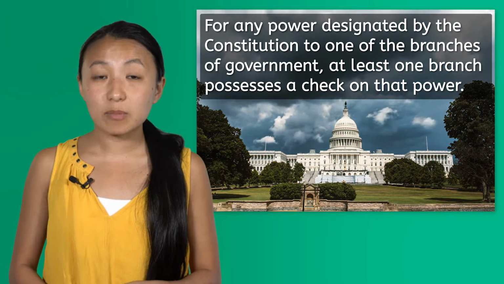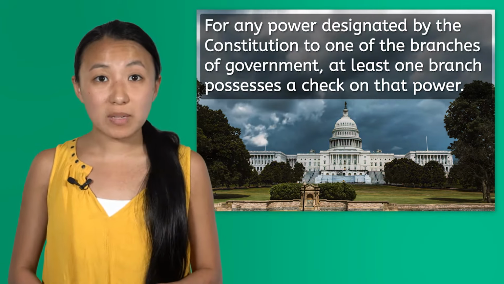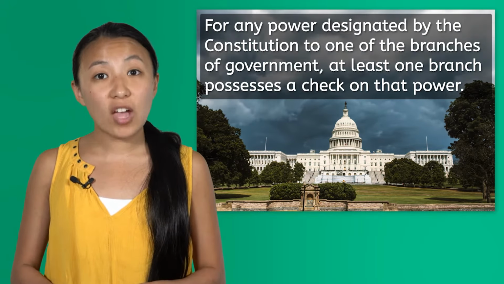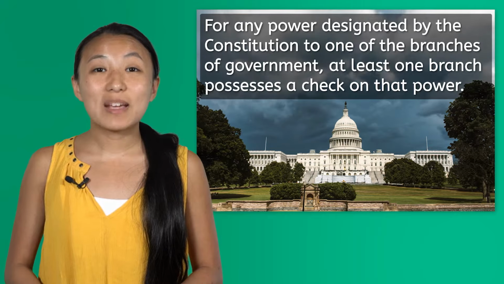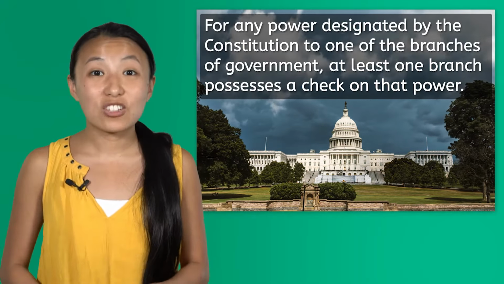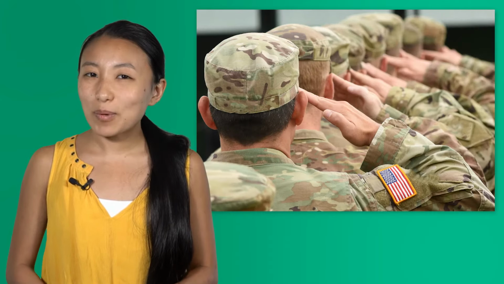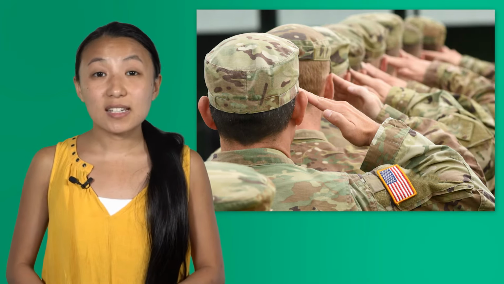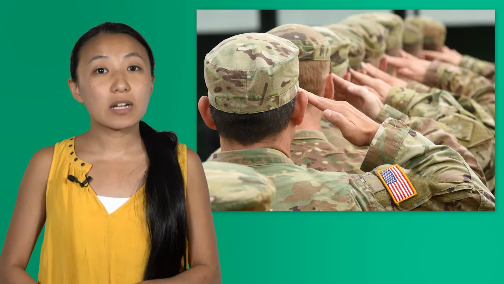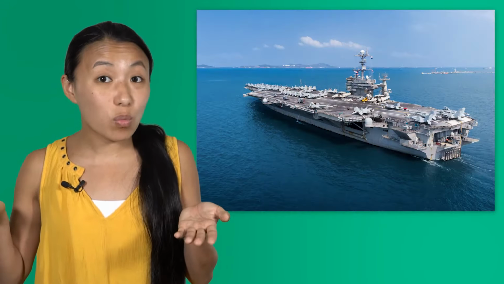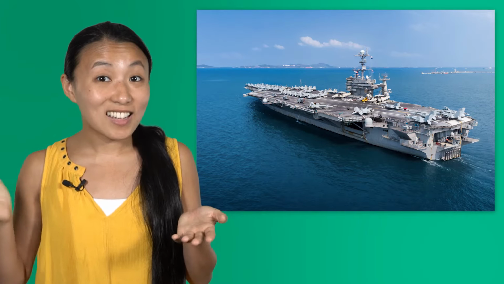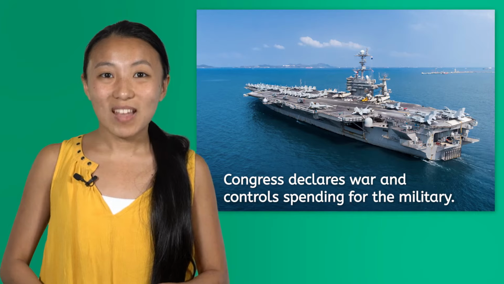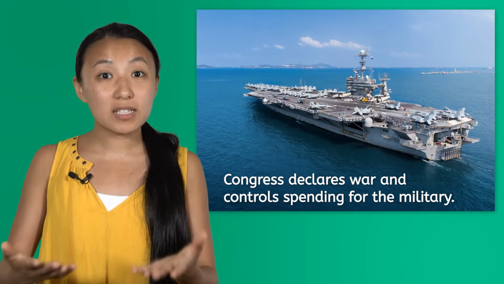Are there other examples? Of course! What fun would a game be if there was only one way to play and win? The fact is, for any power and responsibility designated by the Constitution to one of the branches of government, at least one branch possesses a check on that power. They use these to maintain balance and protect you from potential abuses. For example, you may remember that the President is the Commander-in-Chief of all U.S. military forces. But who declares war on other nations? It's not the President, it's Congress. The legislative branch also controls spending for the military.